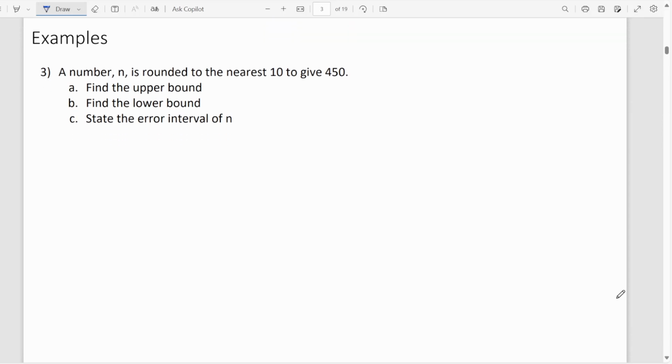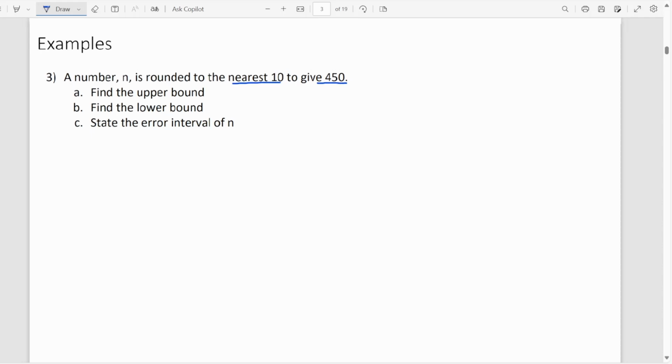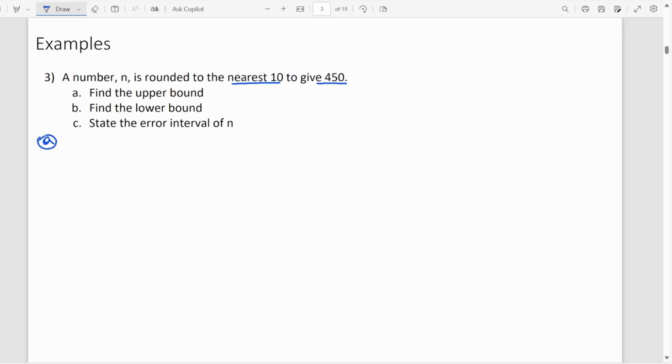Okay. Now, a number n is rounded to the nearest 10 to give 450. Find the upper bound. Okay. So again, overall in this question, by the way, they want the upper bound, the lower bound, and the error interval of n. Okay. So I'm going to go ahead and find it. So we have firstly the 450.